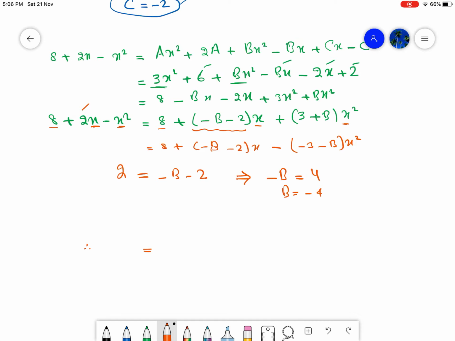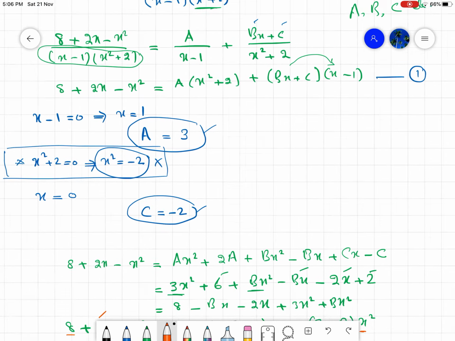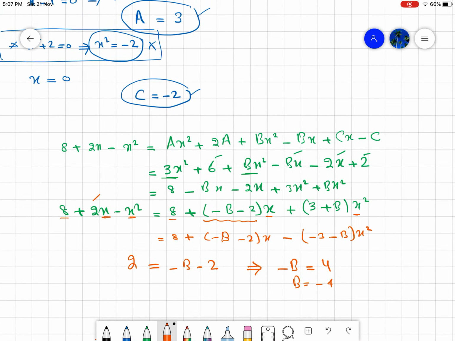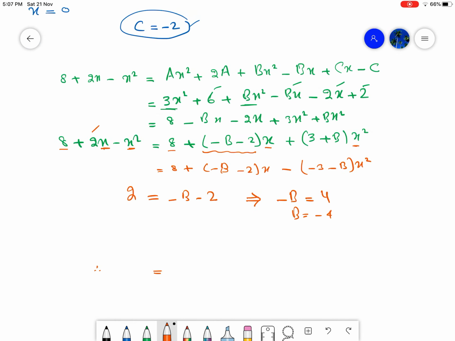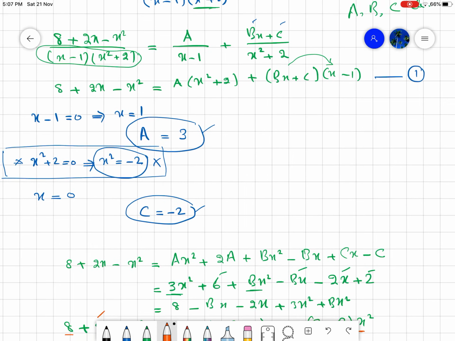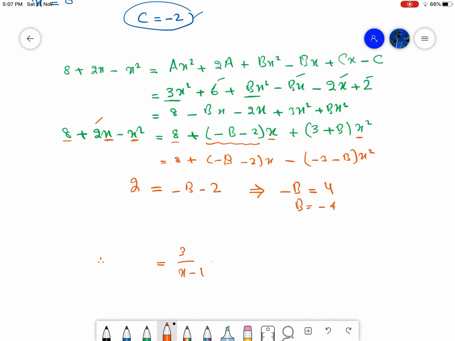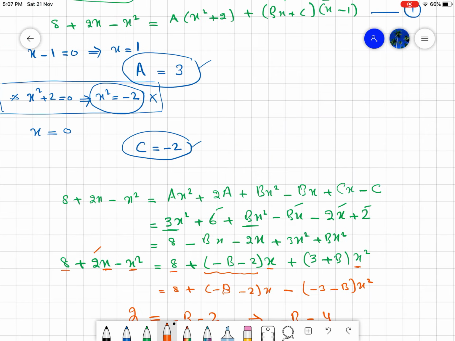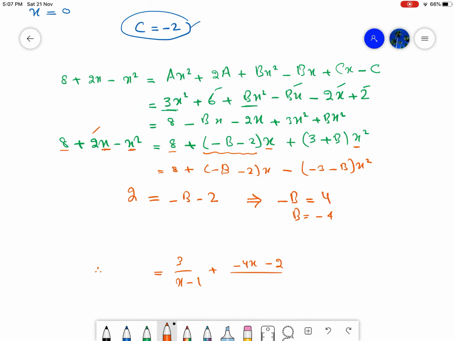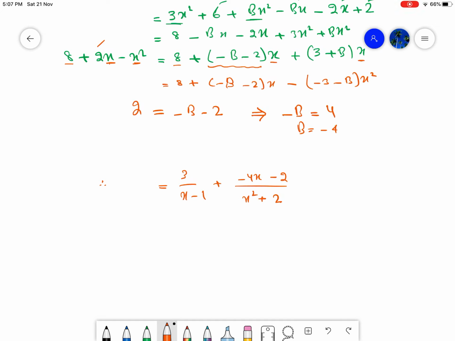Therefore, the required partial fractions are, which was a over x minus 1. So a was 3, so we'll get 3 over x minus 1, plus bx plus c over the quadratic part, which was x squared plus 2, and then you can further simplify it to get the final answer. So I hope you understood all these three cases.